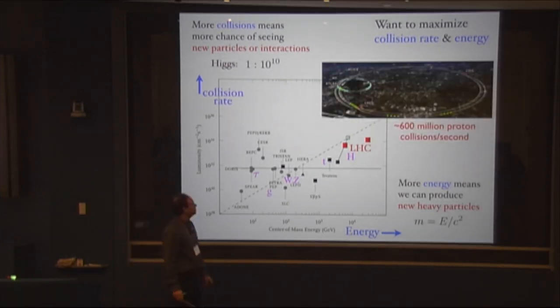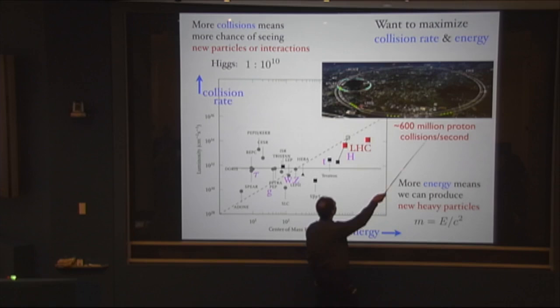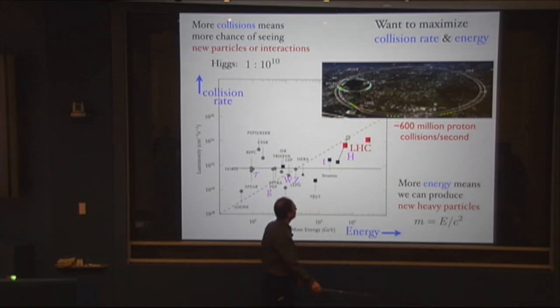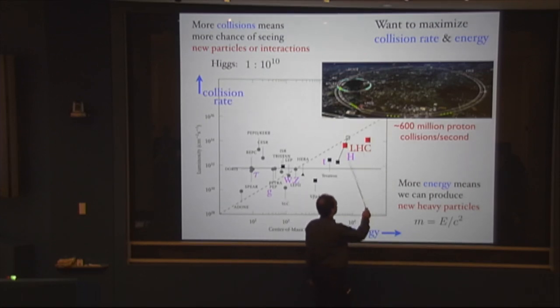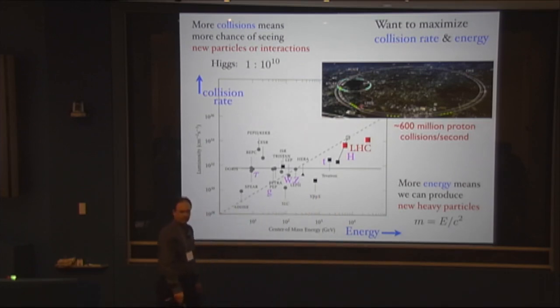So the LHC is a 27-kilometer long tunnel that collides together these protons, and the collision rate that we're talking about here is 600 million collisions per second. So a huge number of collisions, of which you look at the most interesting ones and analyze them.